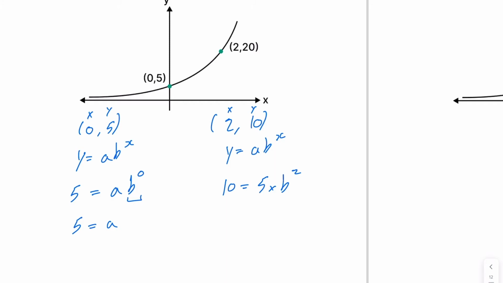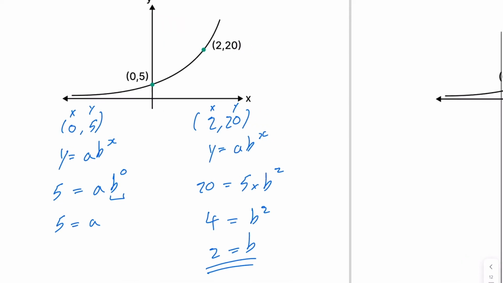Now we can divide each side by 5, and that gives me 2 here, which is equal to b squared. Sorry, I misread that. That's a 20. So that should say 20. And if I divide each side by 5, I get a 4 here. And now if I square root each side, I get b is equal to 2. So we have now found a and b.